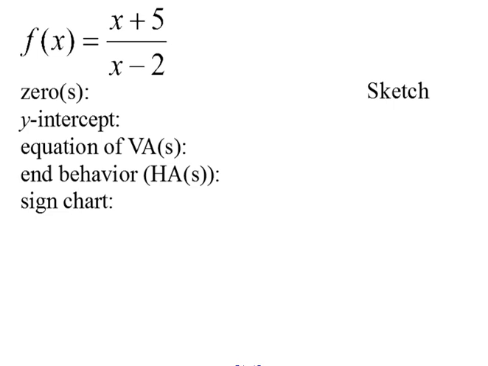So where are our zeros? Well, our zeros are where our numerator equals 0. And in that case, where does x plus 5 equal 0? That would happen at x equals negative 5.